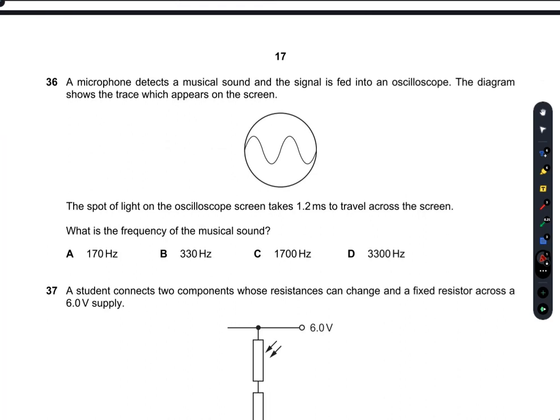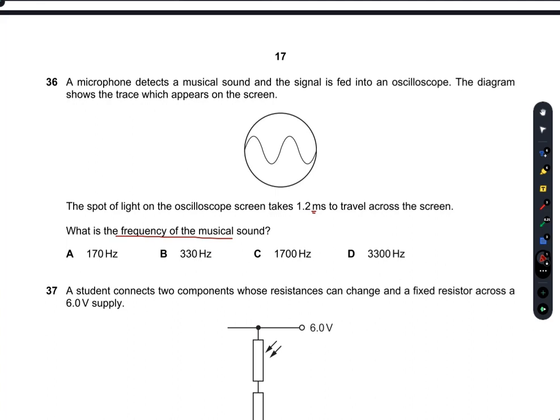A microphone detects a musical sound and a signal is fed into an oscilloscope. The diagram shows the trace which appears on the screen. The spot of light on the oscilloscope screen takes 1.2 milliseconds to travel across the screen. What is the frequency of the musical sound?